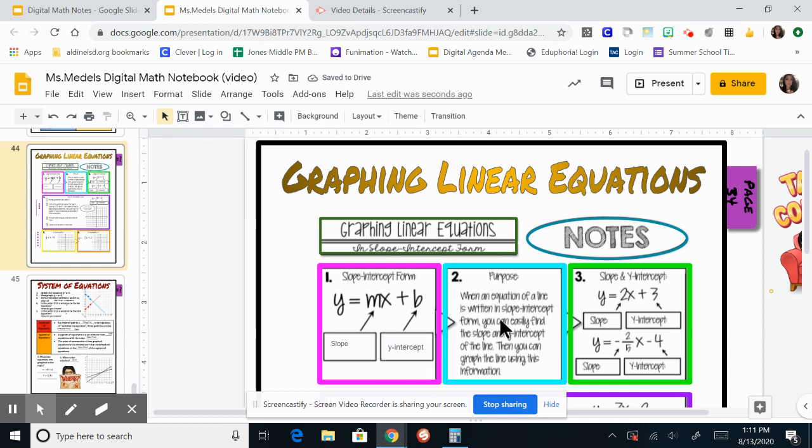So the purpose, when writing an equation of a line in slope-intercept form, is that you can easily find the slope and the y-intercept of a line. Then you can graph the line using this information. So here's a bit of practice.